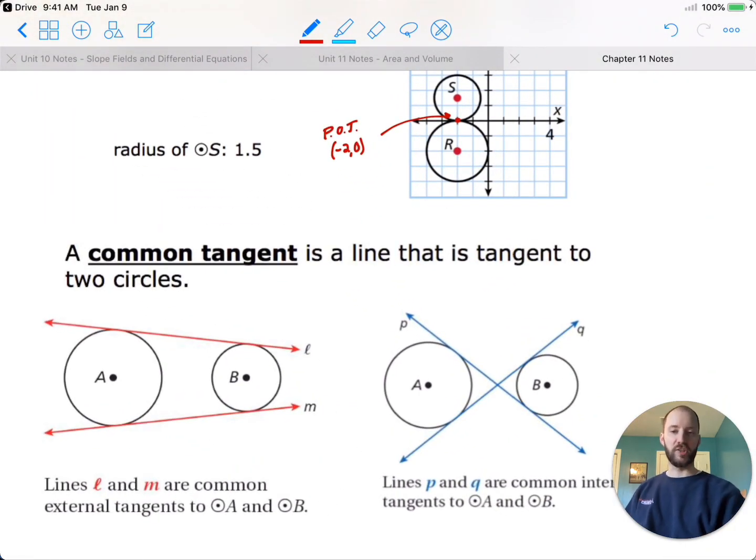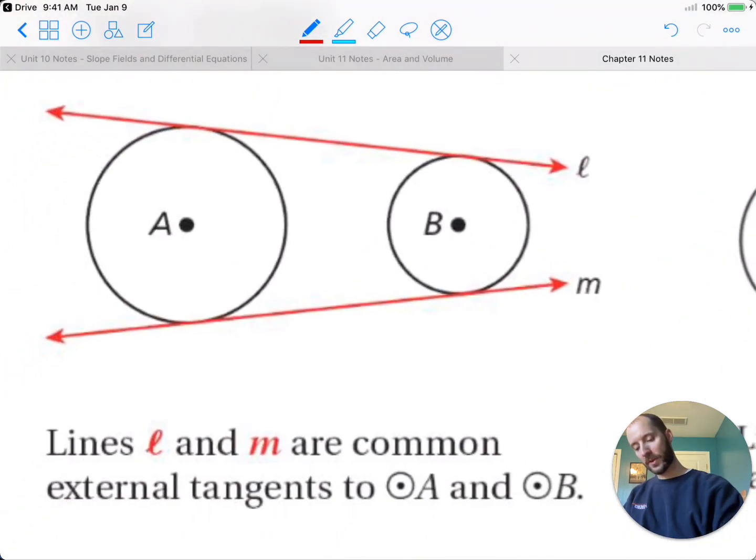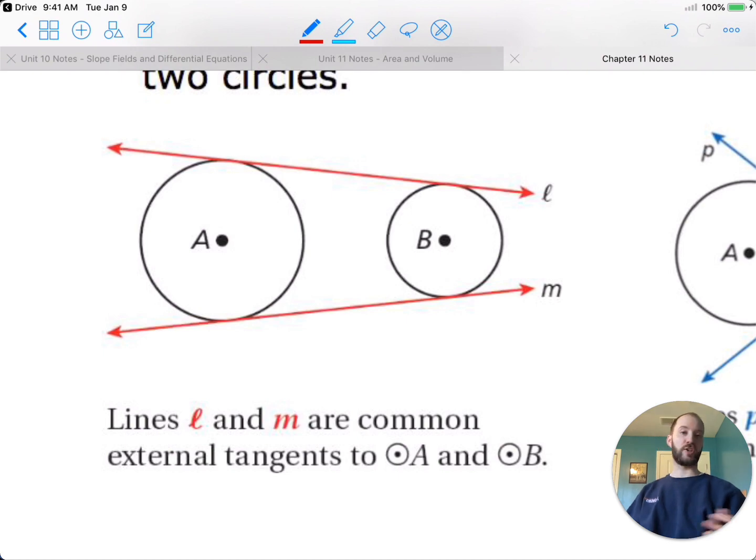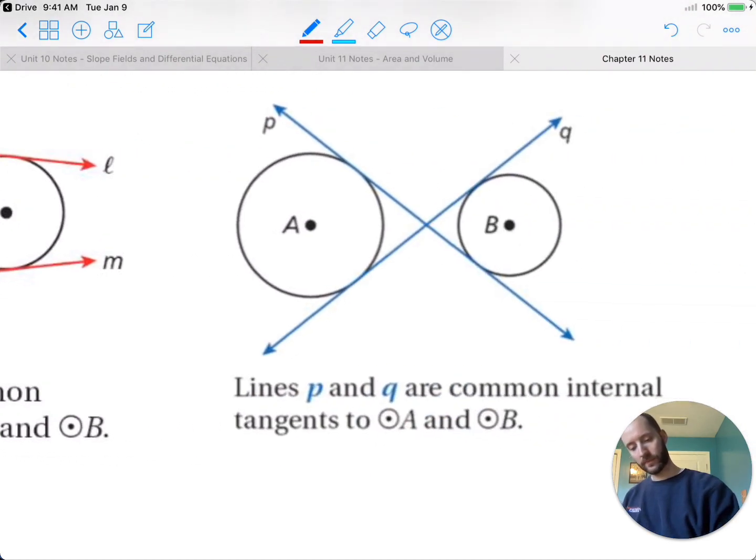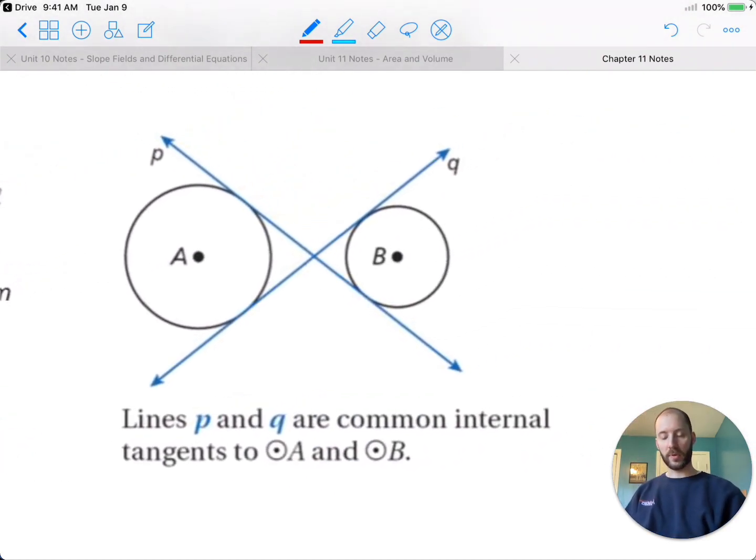A common tangent, kind of common sense here, is a line that's tangent to both circles. So it has in common between two circles that is tangent. That's the common property of this line with both circles. That can happen when both L and M are external. Can also happen when they're internal tangent lines. They kind of X go through each other.